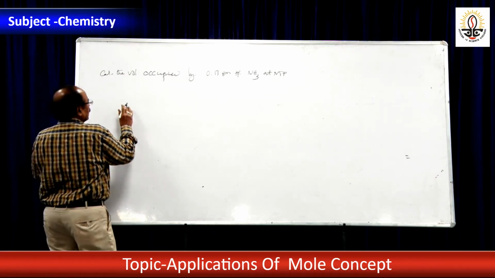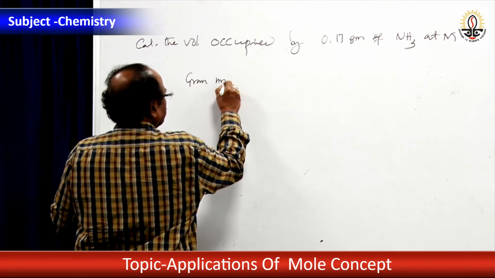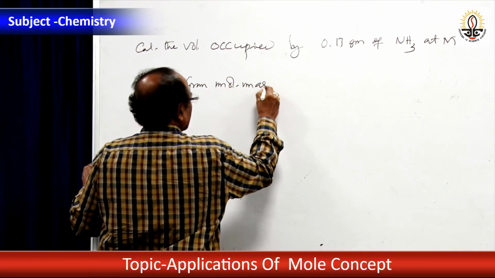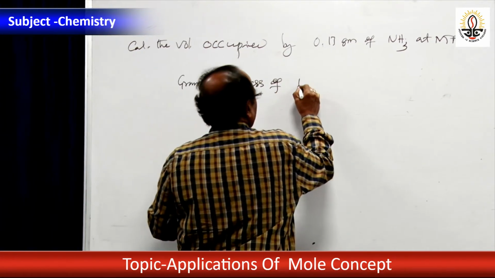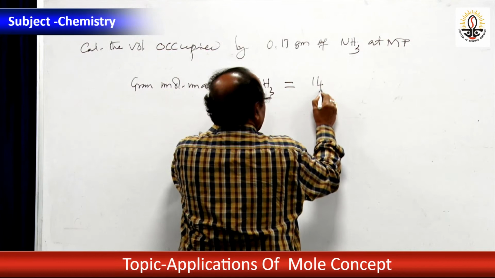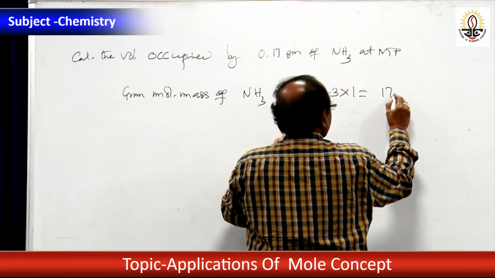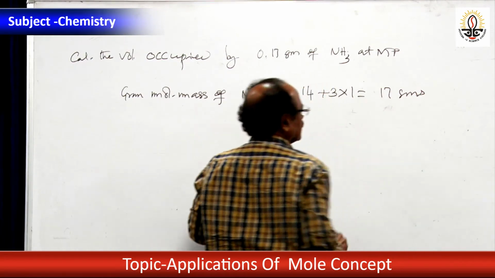So, now the gram molecular mass of ammonia, how will we calculate? The atomic mass of nitrogen is 14, plus 3 into 1, that comes to 17 grams.